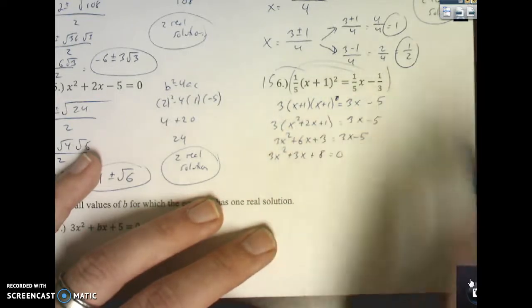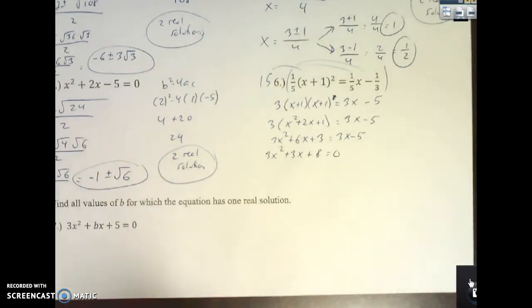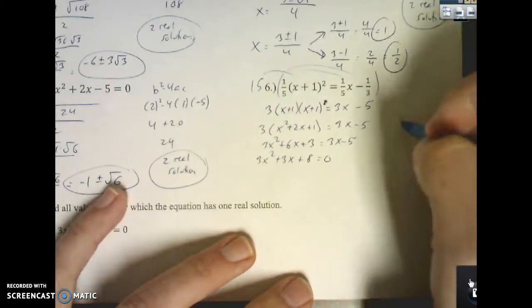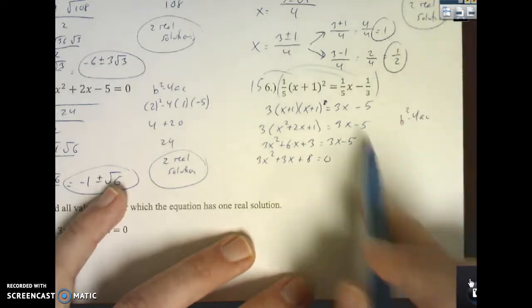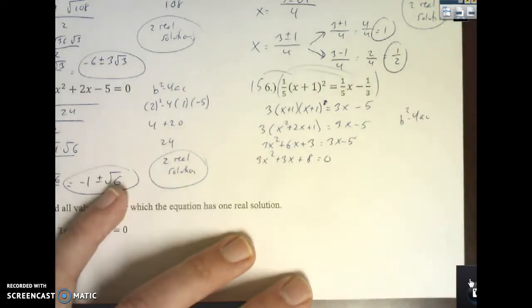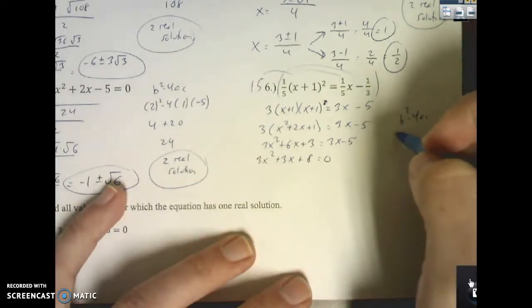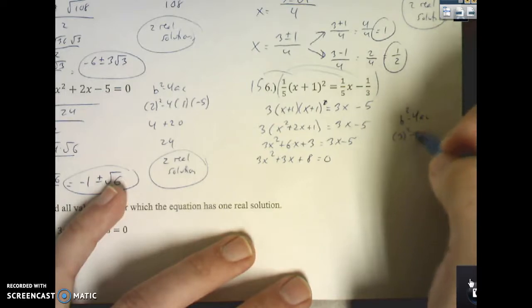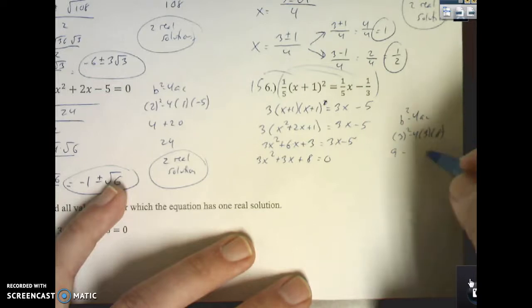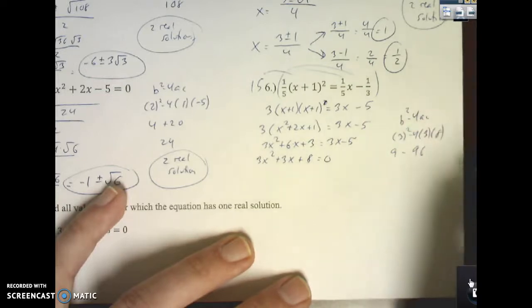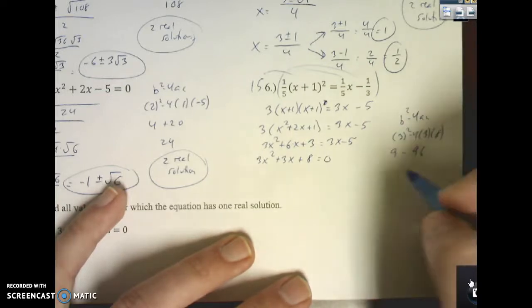Okay, now we're looking good. So we can do our b squared minus 4ac. I know there's a lot of work to set it up. But keep in mind there's only 7 questions on this quiz, so you're going to be okay. B squared would be 3 squared minus 4 times 3 times 8. 12 times 8 is 96. So 9 minus 96 would give me negative 87.